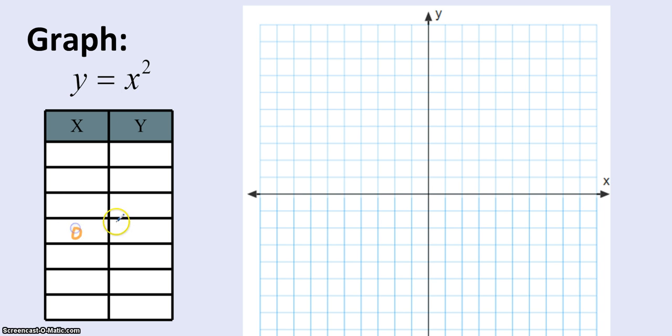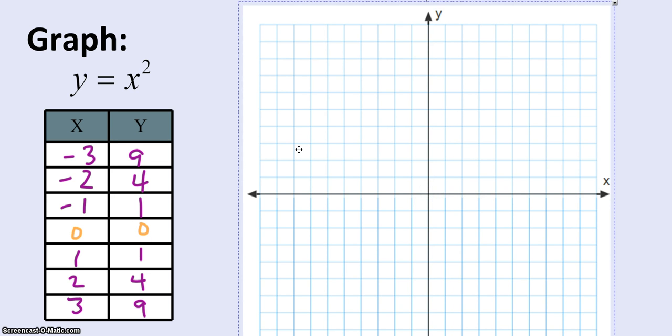Now you'll see that at 0, y is also 0. At 1, we get 1, and at 2, we have 4. Now if I scroll up, I'll notice that I have a -1, 1, a -2, 4, and a -3, 9. And I can scroll down and see that +3 does result in a 9 as well. So what that means for us is that we now need to plot these points.